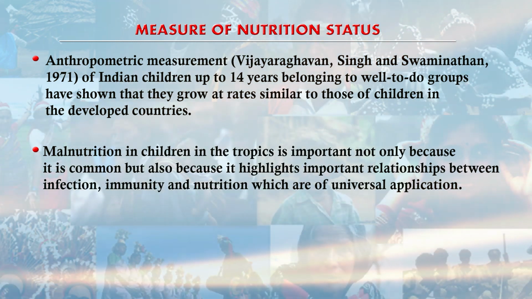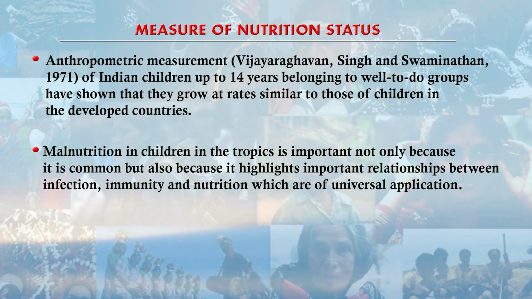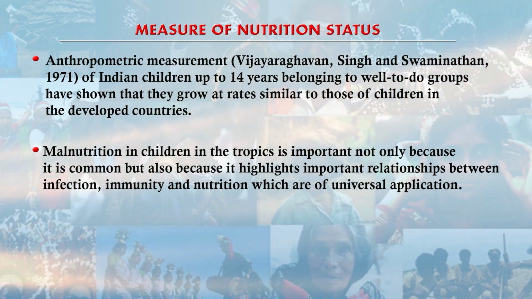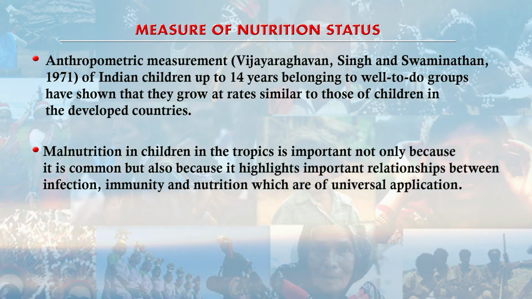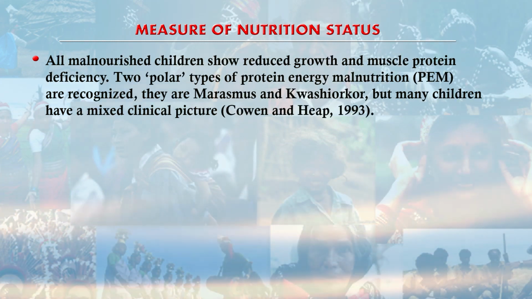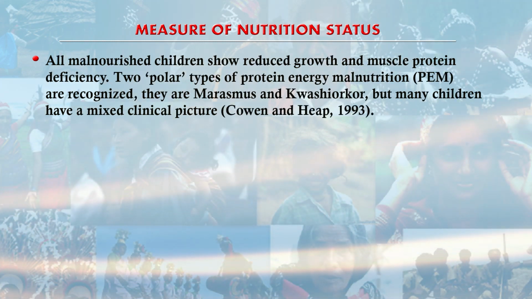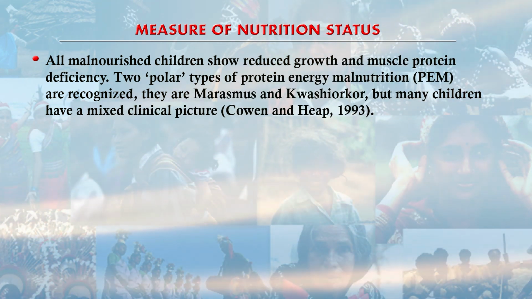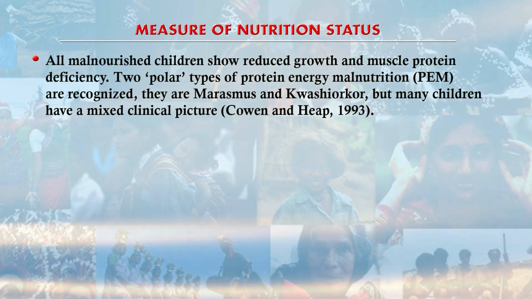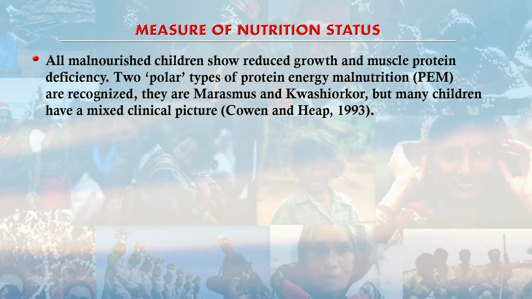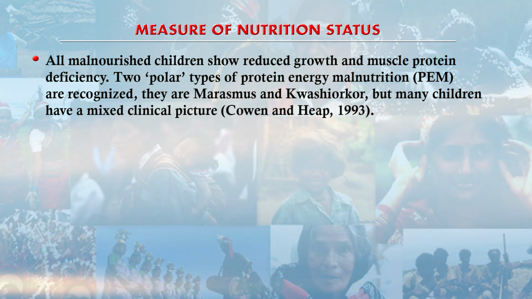Malnutrition in children in the tropics is important not only because it is common, but also because it highlights important relationships between infection, immunity and nutrition which are of universal application. All malnourished children show reduced growth and muscle protein deficiency. Two polar types of protein energy malnutrition are recognized. They are marasmus and Kwashiorkor, but many children have a mixed clinical picture.